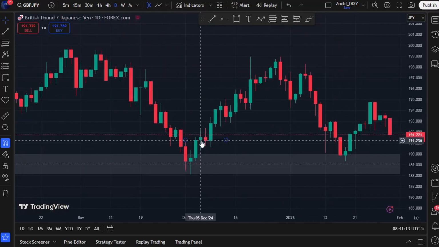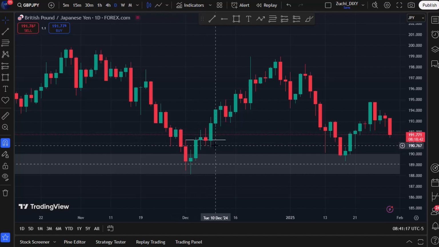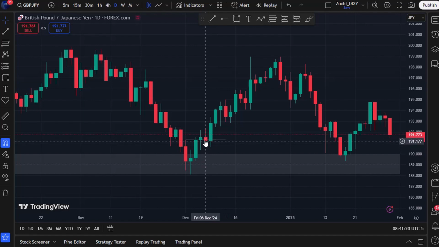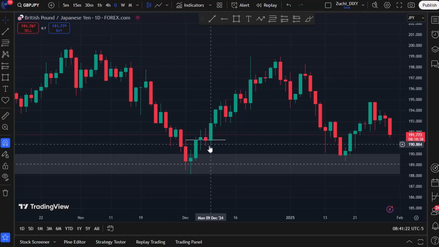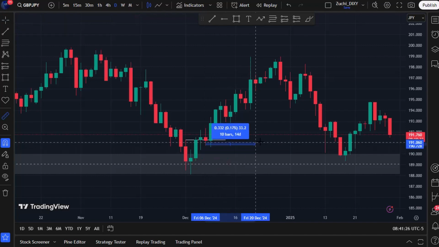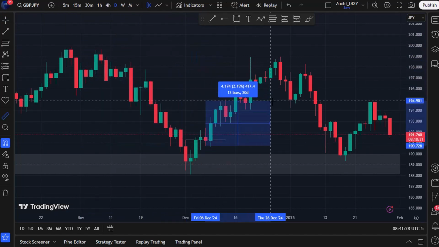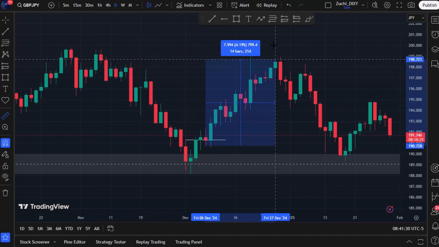So if you are going to be entering on this next day after price has closed above the high of this candle right here, which is on a Friday, if you're going to be entering on a Friday, you can see that if we track how long it is going to take for us to actually hold to this point right here, it is going to take us around 14 days.